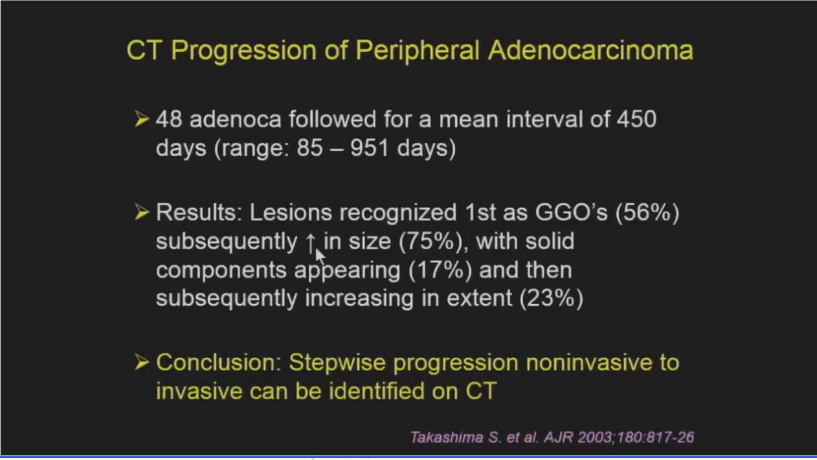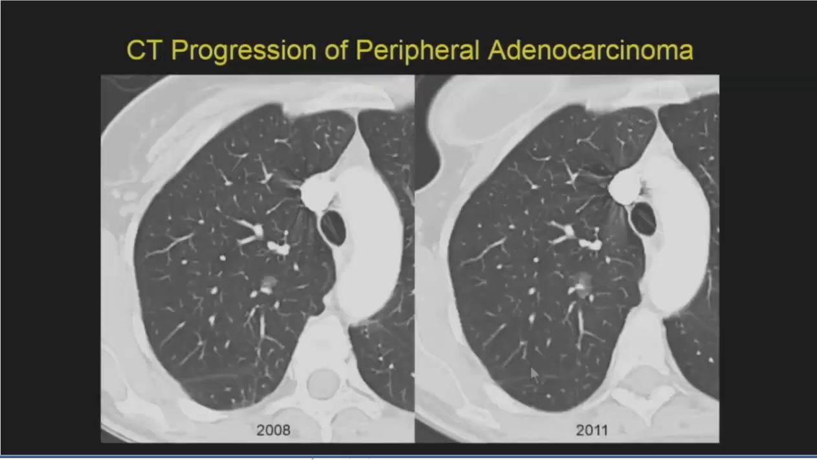So what's the natural history of these lesions? The malignant lesions that initially present as ground glass nodules tend to increase in size in 75% in a study by Takashima and colleagues. And then a subset of them will present a solid component, which is then going to increase in size. So this shows that even though some of these malignant nodules are going to be stable or indolent, a stepwise progression from non-invasive to invasive lesions can be seen on CT, at least in a subset of these lesions. Let me show you some examples.